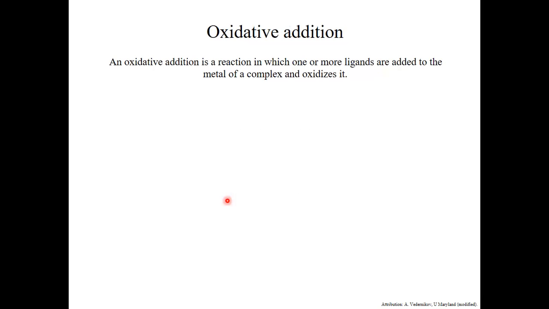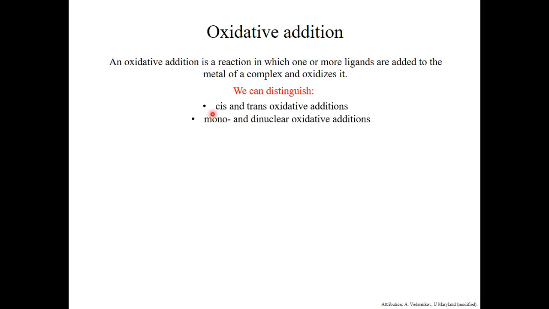So first of all, let's look at the oxidative addition. An oxidative addition is a reaction in which one or more ligands are added to the metal of a complex and at the same time oxidize it. There are different types of oxidative additions. One is a cis addition and a trans addition. Secondly, there can be so-called mono and dinuclear oxidative additions.